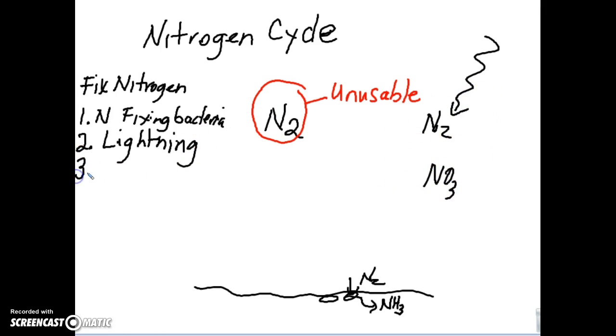And then the third way that we can fix nitrogen is with legumes. Legumes are in the root, the underground portion of certain plants. Peanuts are a great example of legumes, along with soybeans and lentils. They have nodules on their roots, and those nodules do the same thing as the bacteria. They take in the unfixed nitrogen and turn it into something that can be used.